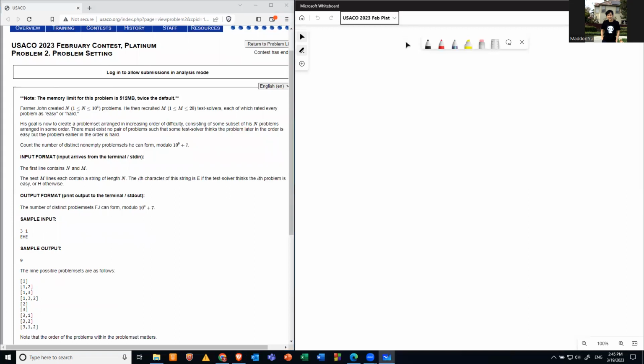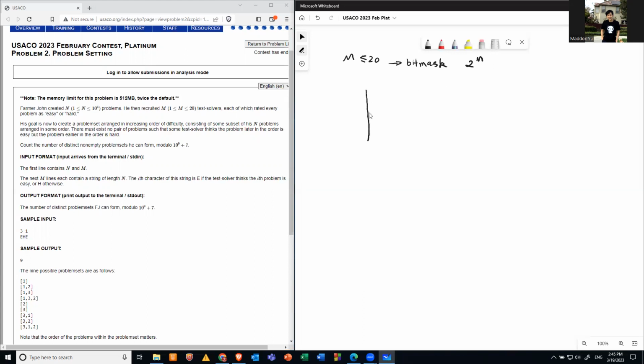Immediately, we see M is less than or equal to 20. What does that tell you? That tells you it is a bitmask, right? So you can have combinations up to 2 to the power of M.